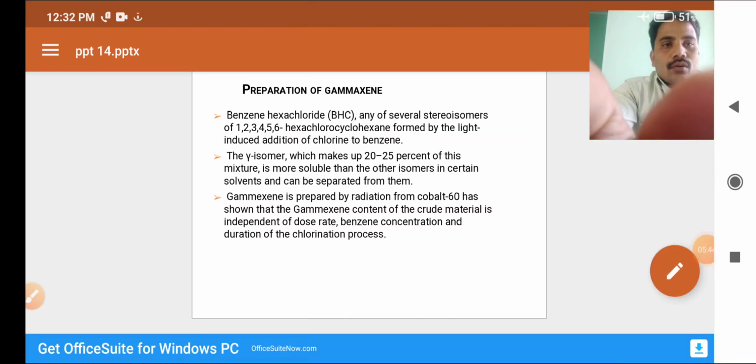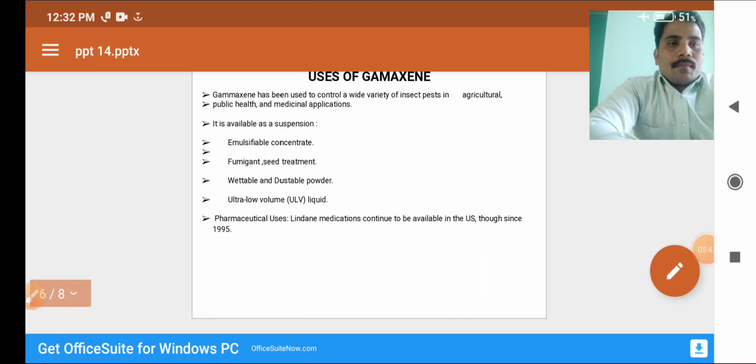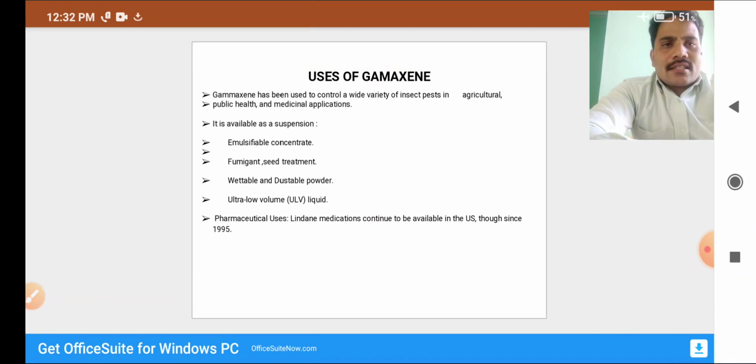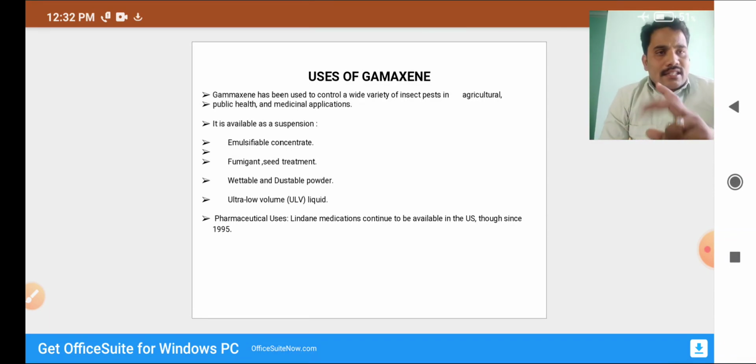Then next we go through the uses. Gamaxin has been used to control a wide variety of insect pests in agriculture, the different types of insects present in the environment. As an insecticide it kills pests attacking leaves, plants and roots, and whatever diseases affect the agriculture field, and it is used in public health and medicinal applications.